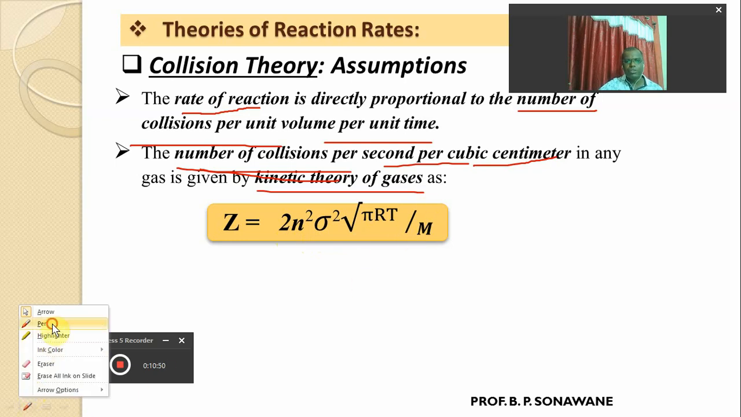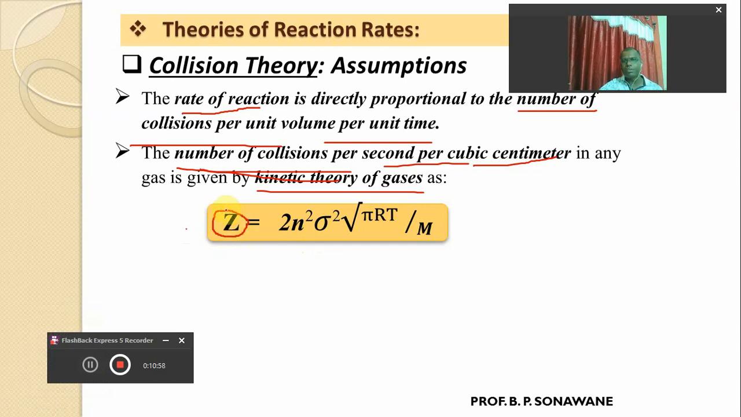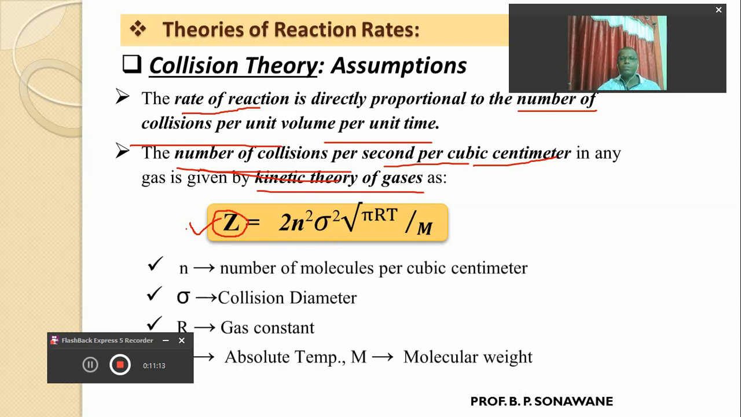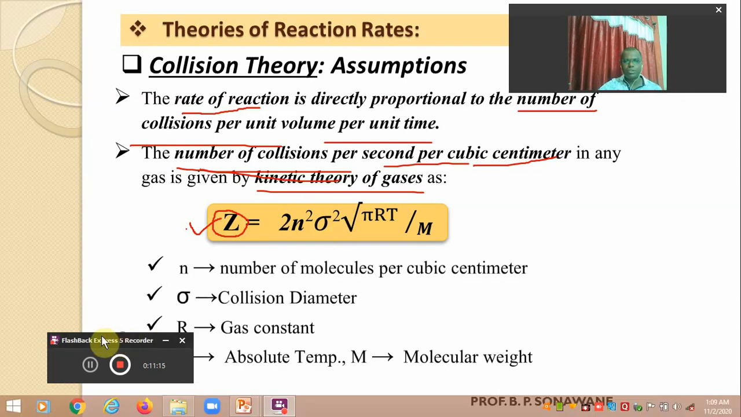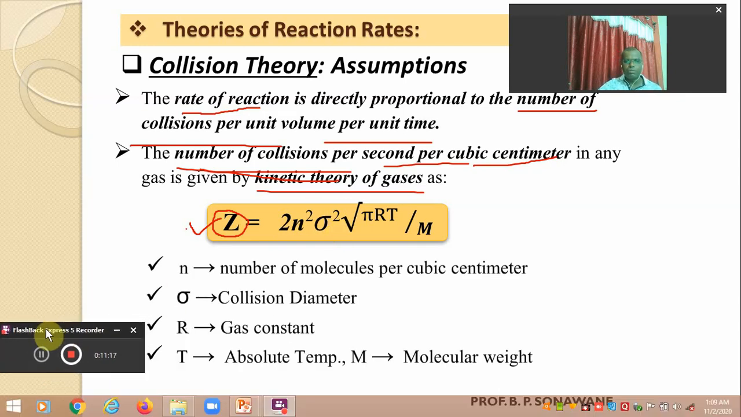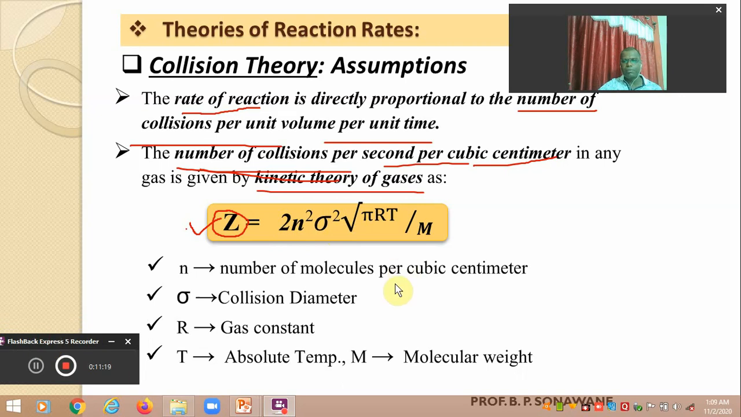So what is this? Actually this Z is the number of collisions. Try to understand. This is the number of collisions per cubic centimeter per second. So these are the number of collisions between the molecules, given by 2 n square sigma square under root of pi R T divided by M. What are the meanings of all these terms involved in this equation for the number of collisions with the help of the kinetic theory of gases?